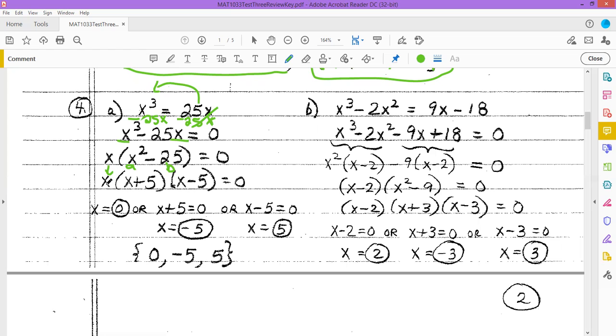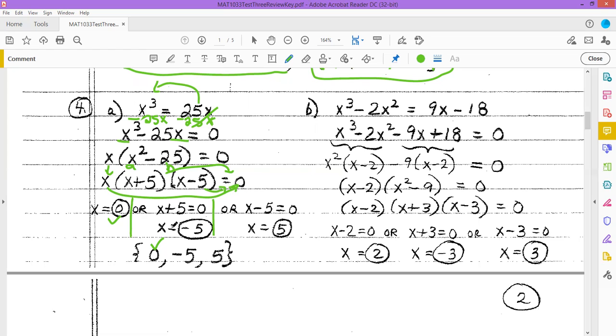Now that we have all three of these terms, the x outside parentheses, x plus 5, and x minus 5, we're going to set each of these terms equal to 0. Remember, any of those terms could be equal to 0. So x equals 0, or x plus 5 equals 0, or x minus 5 equals 0. Now the first one is already solved for us. One of our solutions is 0.